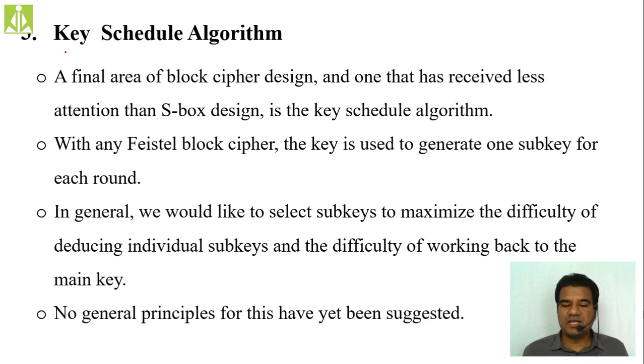With any Feistel block cipher, the key is used to generate one subkey for each round. If you have 5 rounds, then we need 5 subkeys from the actual key. If you have 16 rounds, we need 16 subkeys from the actual key. In that way, the key scheduling algorithms are used in order to get the subkeys from the actual key.